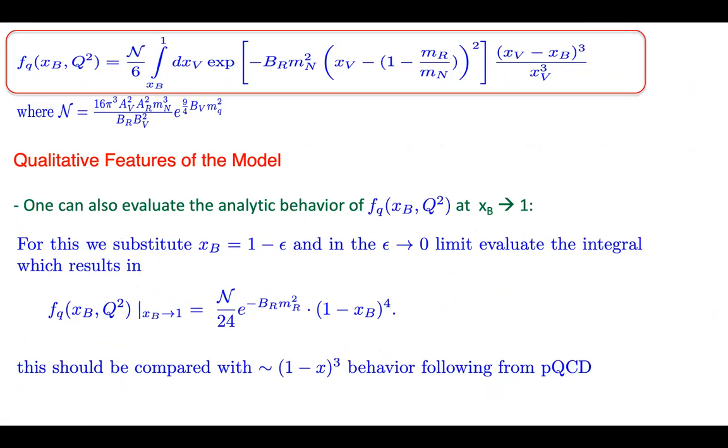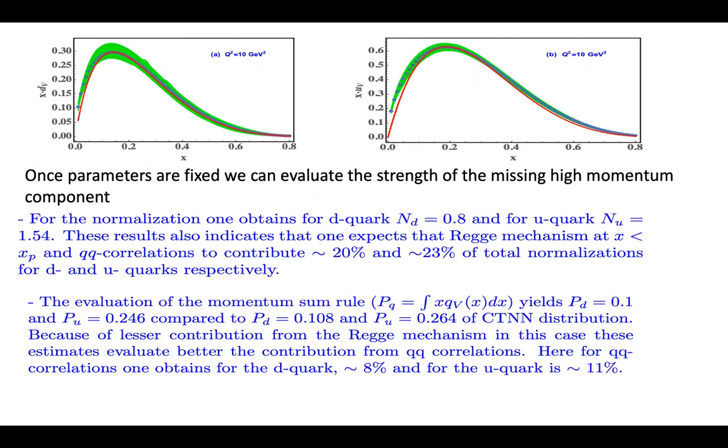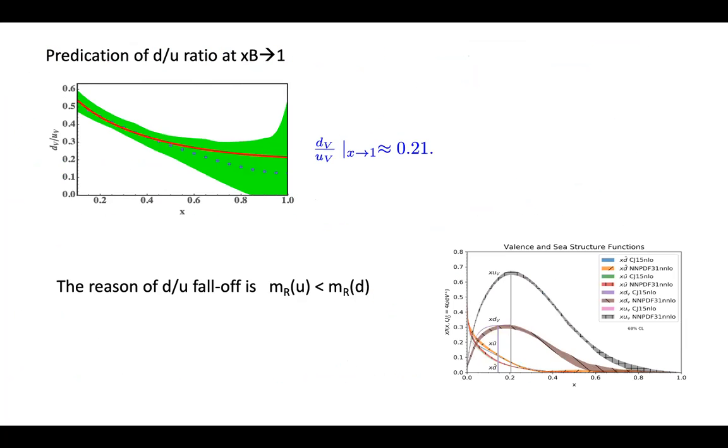Another qualitative feature that this mean field model predicts is that the distribution should depend on x Bjorken as x approaches 1 like a power of 4, not a 3. So it's interesting. And then finally, we can predict its value at x going to 1, if the mean field will dominate. So what we do, we fit this model to the existing partonic distributions, extract all the parameters, and one interesting thing is that in our model, we predict that the d_V over u_V ratio goes to 0.21.